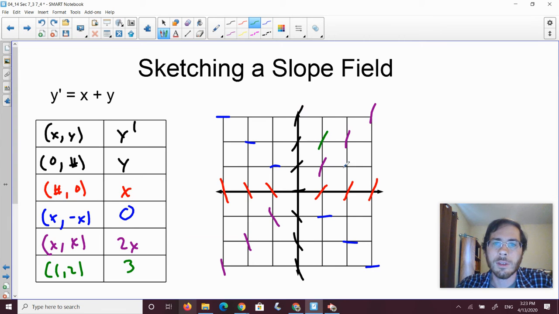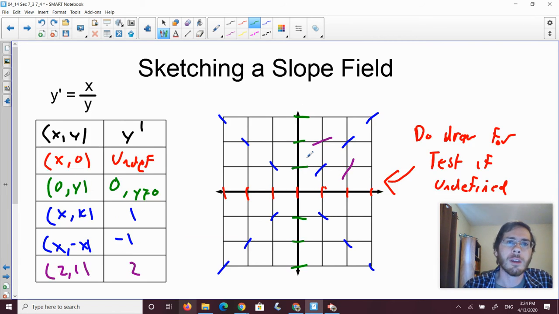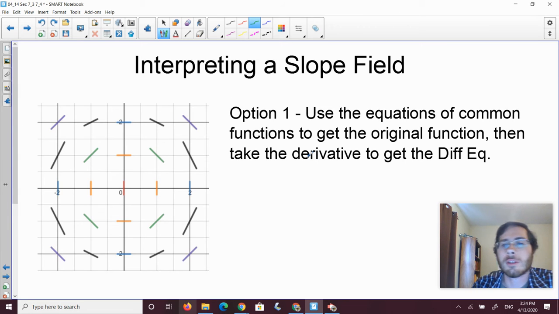So this, that all have the same slope. That doesn't look like the other green one. Those all have the same slope. And all along each of those diagonals, you'll get the same slope. So that's what to look for when you're sketching.